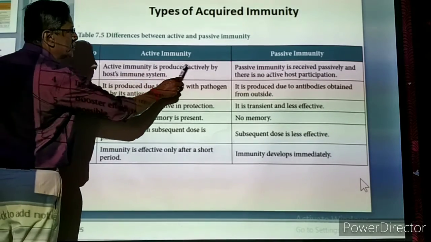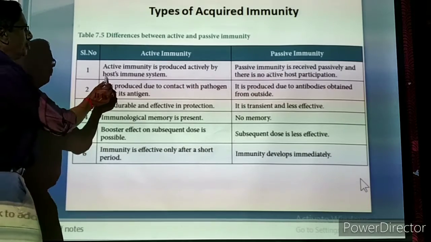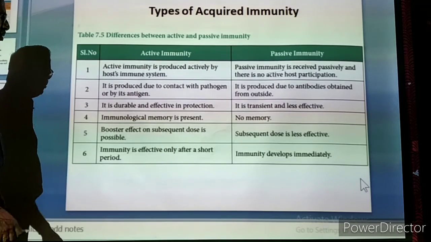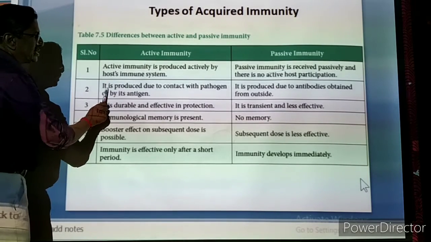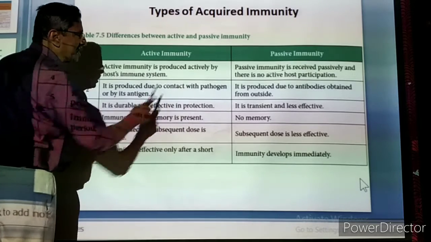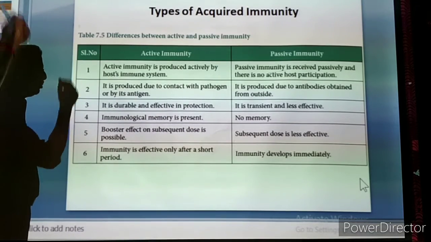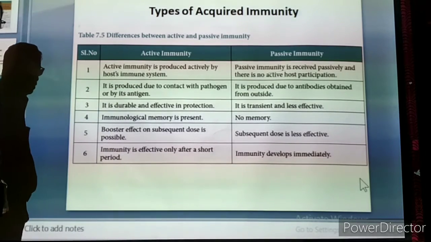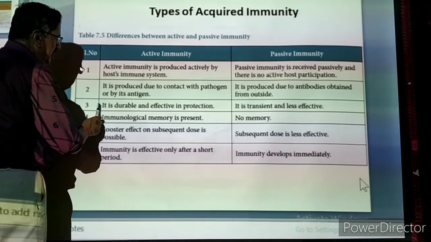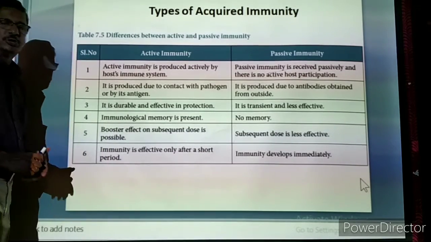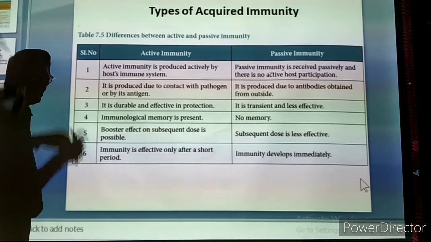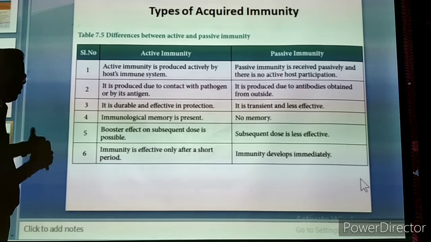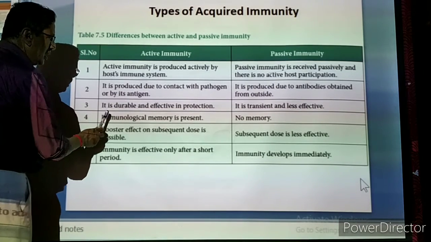Now we talk about active immunity. Active immunity is produced actively and very effectively by the host immune system, the human individual's own immune system. That is the first one. Then it is produced due to contact with the pathogen. The pathogen should come and contact the body, inside the body. Then only it will be produced. Or by its antigen, a chemical or poison chemical, should enter. The third point is that it is durable. Durable means it is there for lifelong or for a long period of time. And it is very effective in giving protection. Very effective.